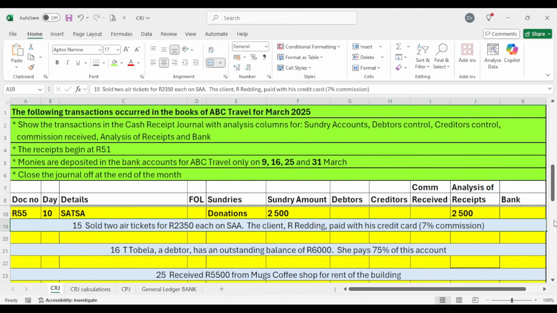Next one. On the 15th, we sold 2 air tickets for 2,350 Rand each on SAA. The client already paid with his credit card. It includes 7% commission. Guys, so whenever you see the word credit card in your CRJ, the bells and whistles must go off. You cannot use the standard receipt or document number for a transaction like this. You need to use a standard credit card charge form in order to assist the client to pay with his credit card. I know that you also learn this in your travel services N5.